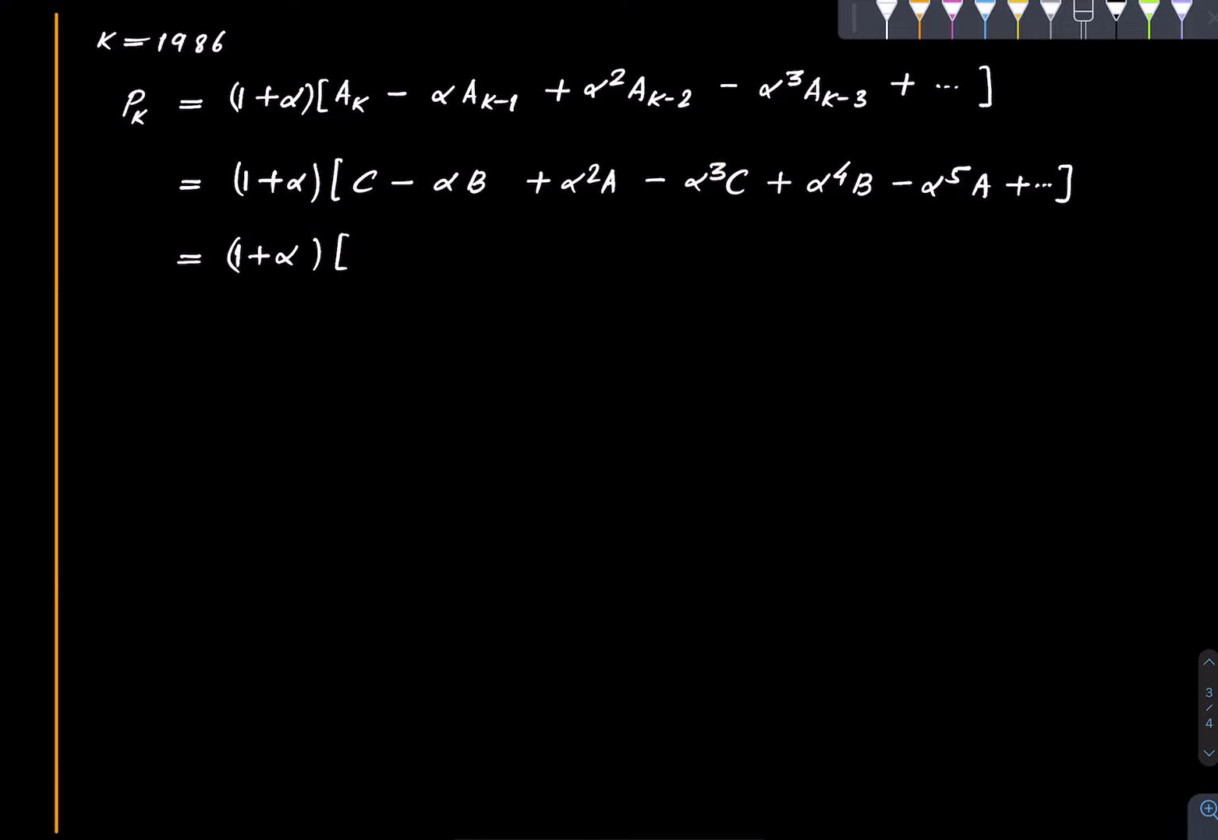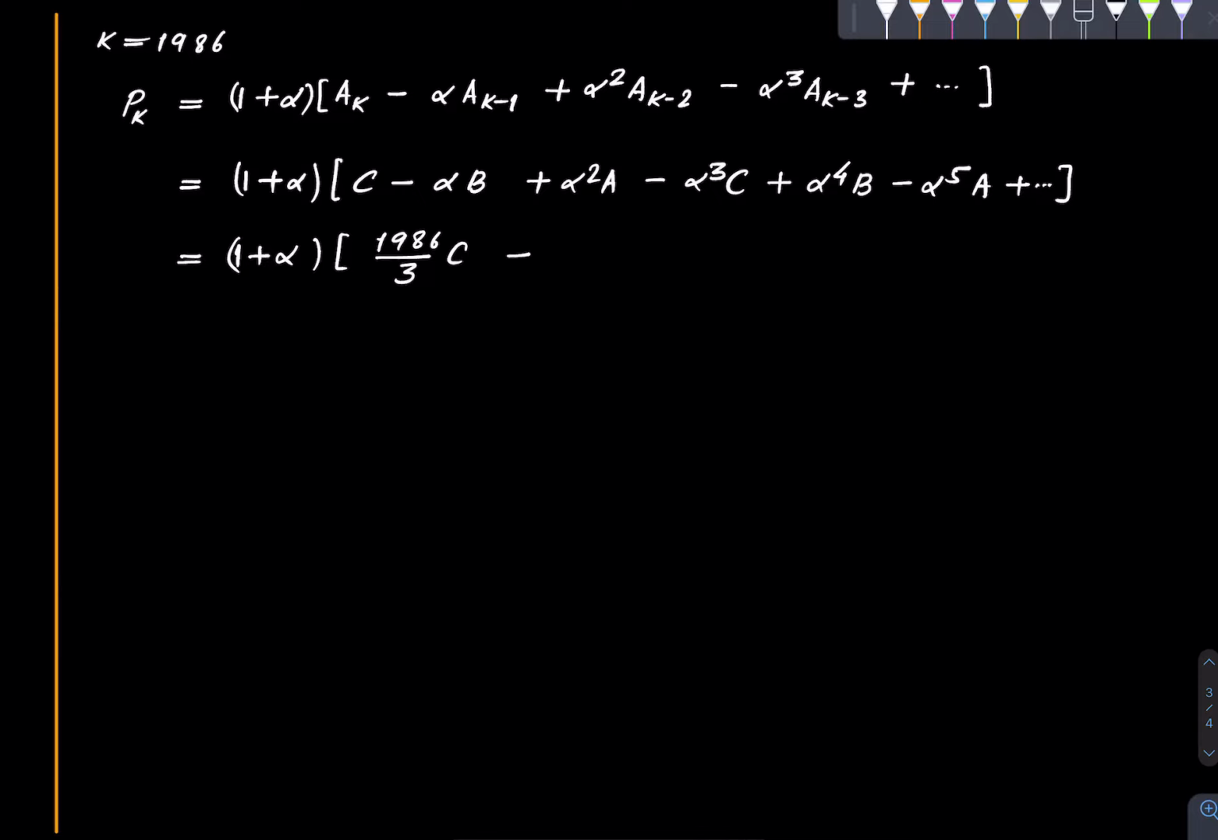And then, similarly, basically all the coefficients of C you will see are equal to 1. And how many times, therefore, C appears here? 1986 divided by 3 times. So this is 1986 divided by 3 C.